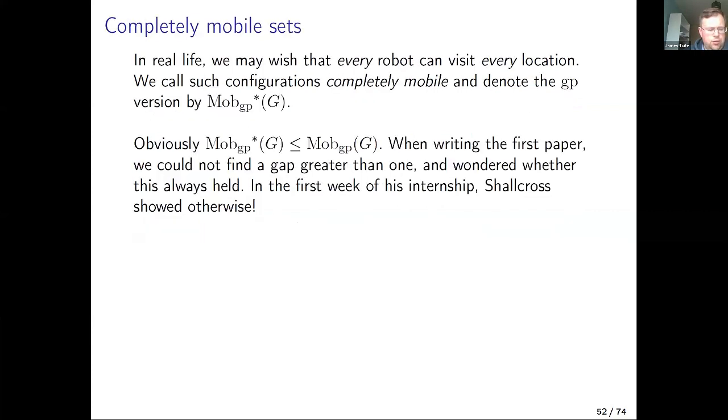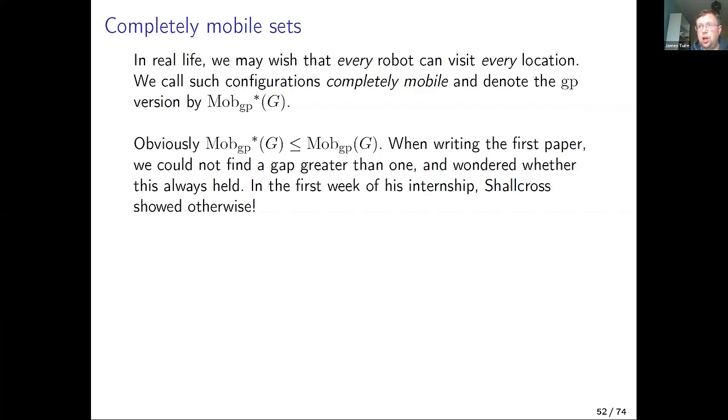And now, if we just change pace slightly, let's talk about completely mobile general position sets. This is where we have an extra condition. Let's go back to the robots delivering groceries. We may also require, quite naturally, that every robot can visit every house. Otherwise, you may put the groceries in 1 robot and find that you can't go to the correct destination. So we call the robots completely mobile if they are a mobile general position set, but also every robot can visit every vertex. So you see the difference?